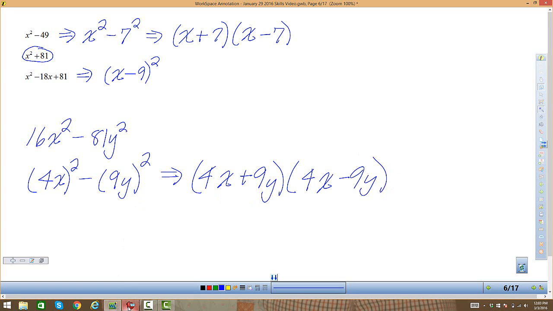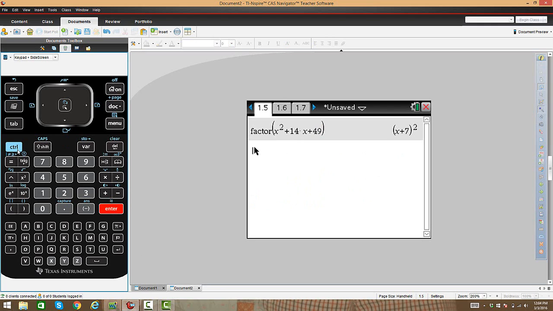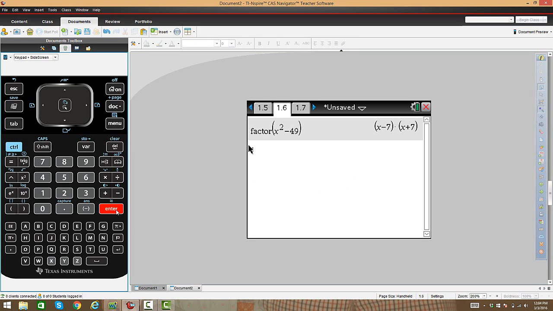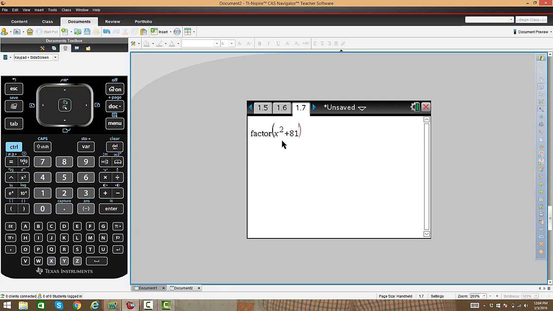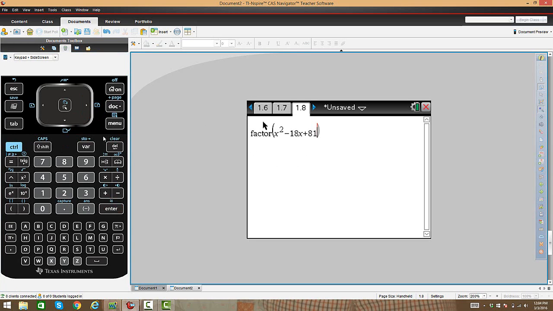I'll now use my Inspire CAS calculator to verify what I've just done. So the prediction is x plus 7 squared, and we got that. So here we think it's going to be x plus 7 times x minus 7, and it is. And our prediction from our handwork is that this is in the simplest form already. No simplification. And then our complicated one.